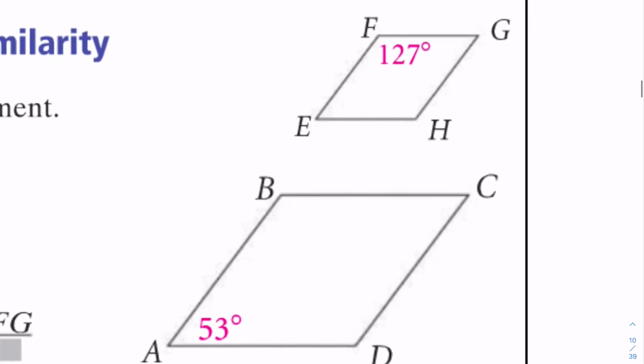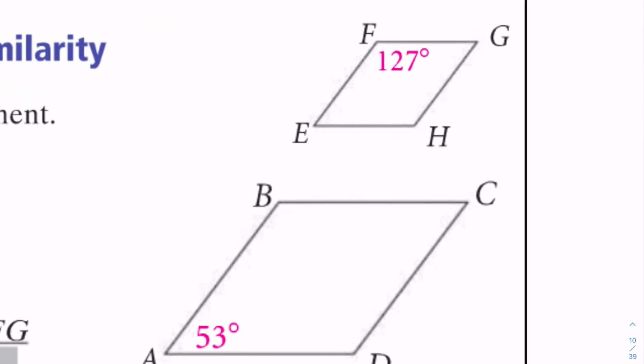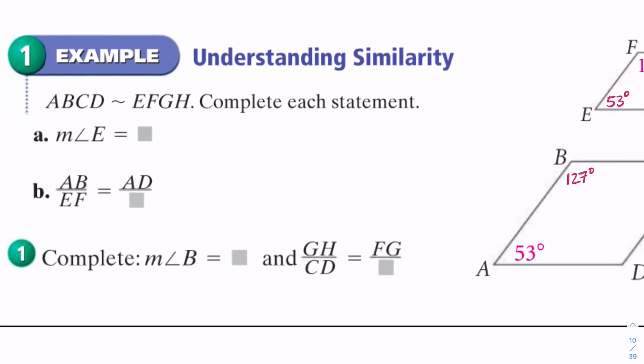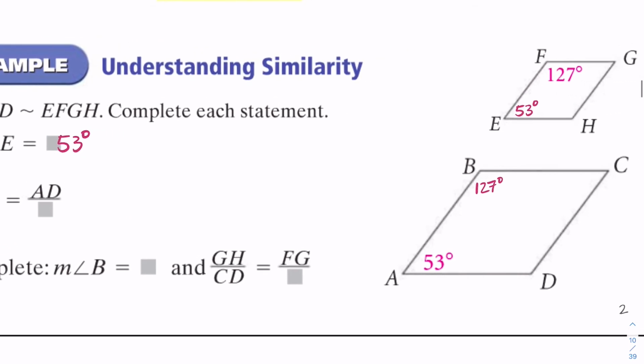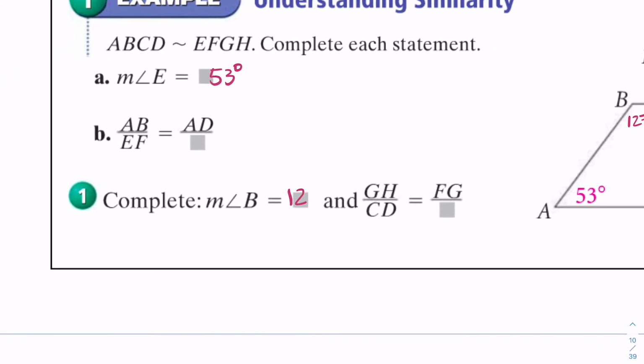So in this case, if F is 127, then we also know that B is 127 degrees. And if A is 53, we also know that E is 53 degrees. All right. And because of that, there's other conclusions that we can make. But it says ABCD is similar to EFGH. So let's complete each statement. So measure of angle E is equal to 53 degrees. We definitely just answered that question. And I'm going to complete the second one, which is what was the measure of angle B? Well, that was 127 degrees. So we answered all of our angles now.